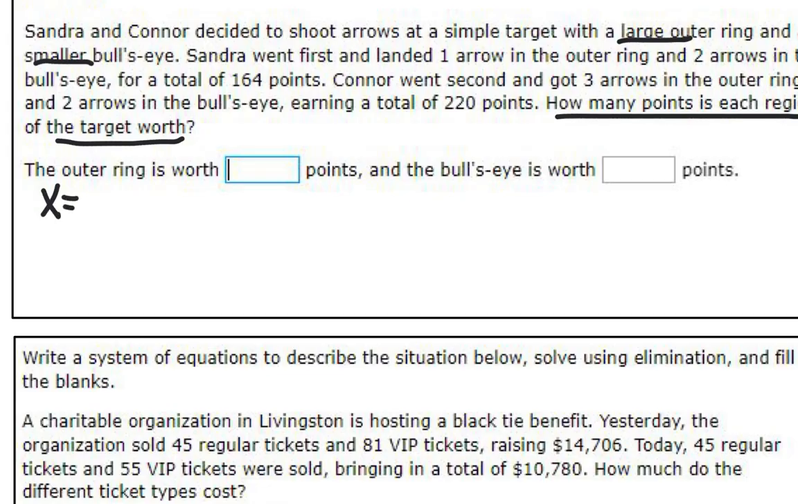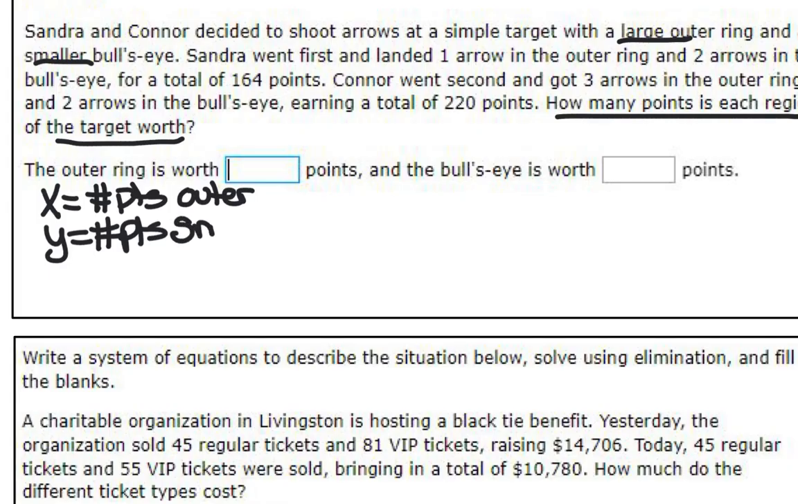Alright, so we've got X is going to represent the number of points in the larger outer ring, and Y is going to represent the number of points in the smaller bullseye area.